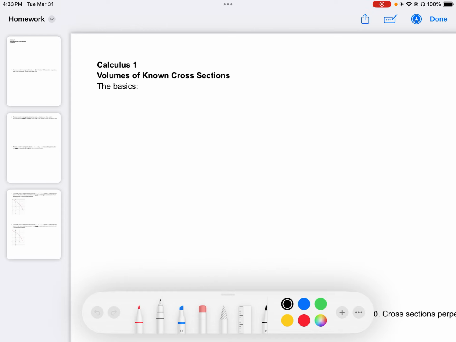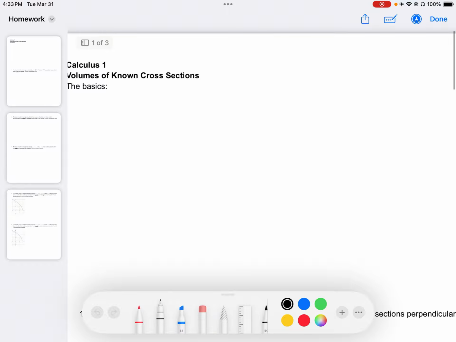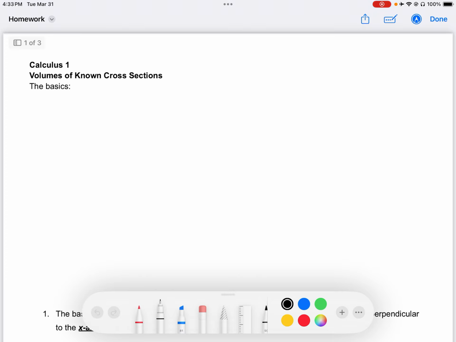All right, so I'm going to walk us through a little lesson on volumes of solids of known cross sections. This should really say volumes of solids with known cross sections. And so let's start with a few basics.